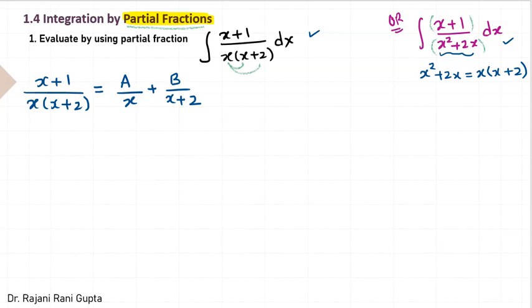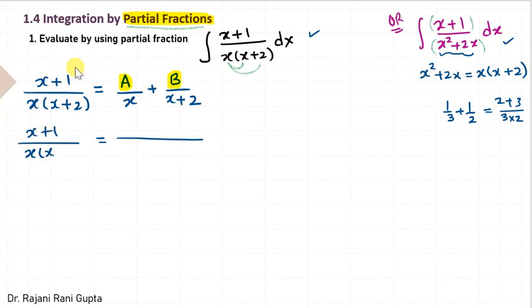Now what we have to do is find the values of A and B. For that, first we will add these two fractions. We add them as we add two rational numbers, like 1 over 3 plus 1 over 2. How do you add? You find the common denominator and then cross multiply, like this is 2 plus 3. Same way, as we are saying that this is equal to x plus 1 over x(x plus 2), we write the denominator the same, x(x plus 2).